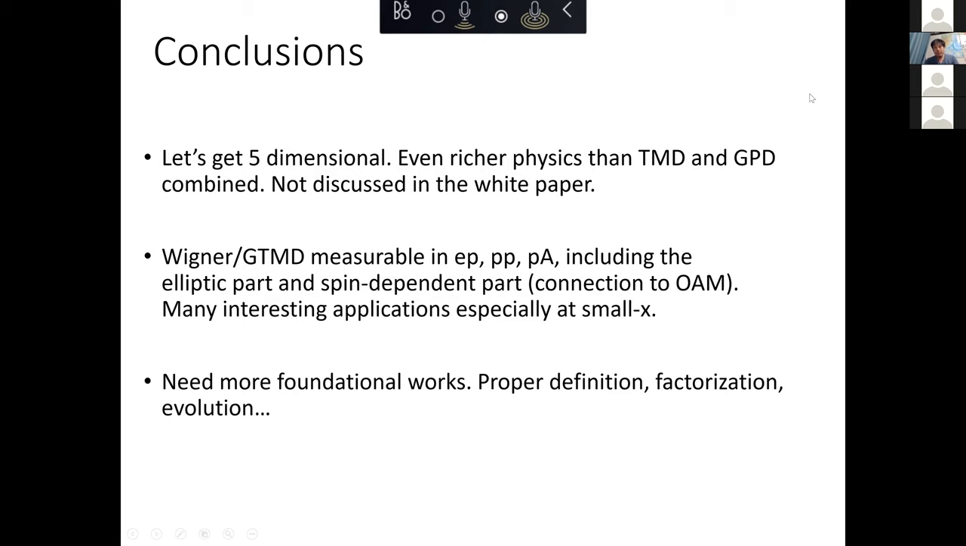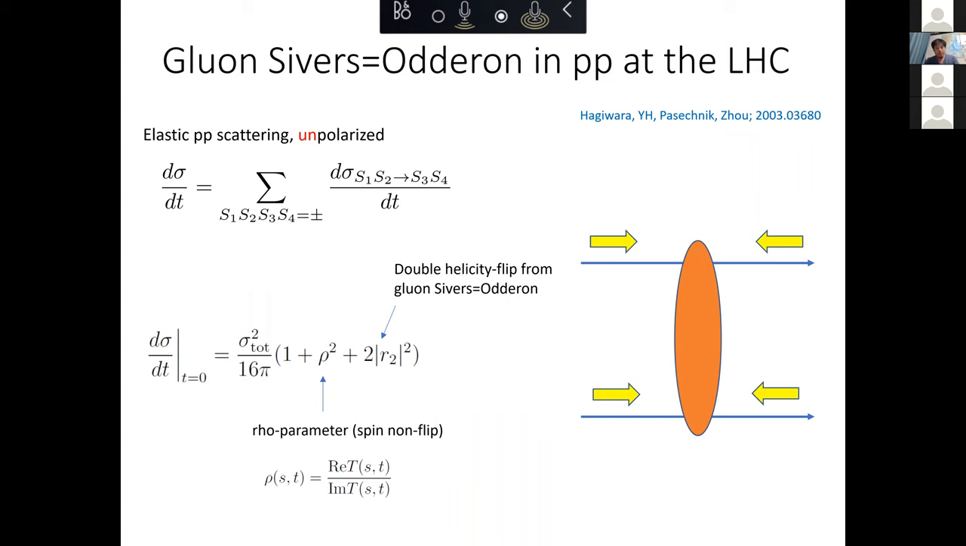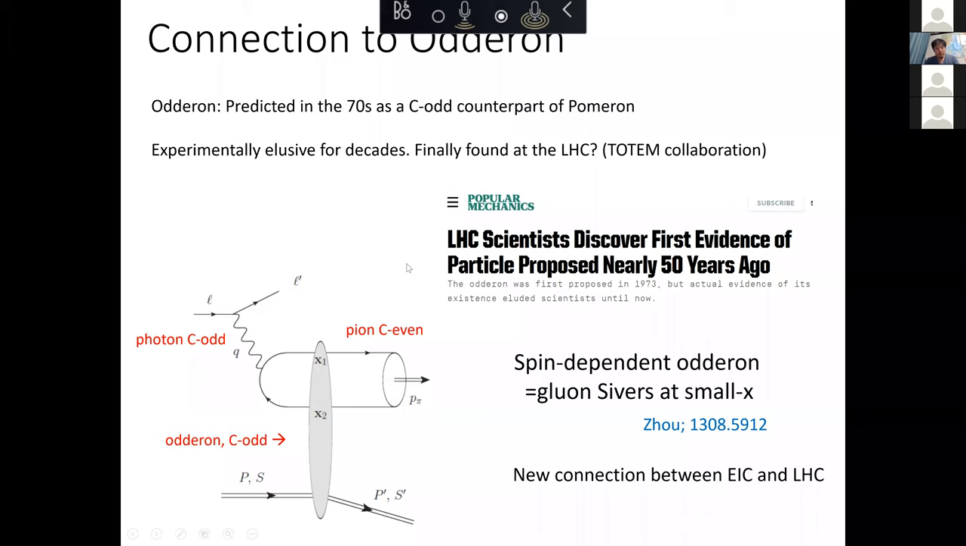One quick question from me. To measure the Oderon, you wanted a single pion observed in the final state, right? Yeah, a single pion plus and a proton. So it's completely exclusive. Yes, pion and proton. Yeah, that's it.